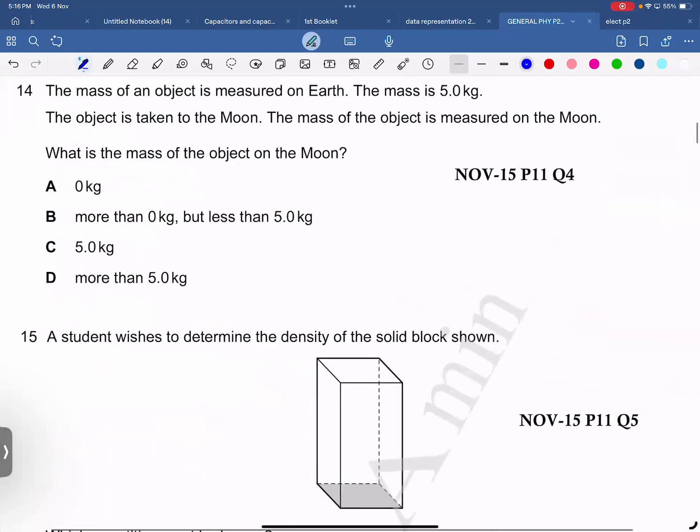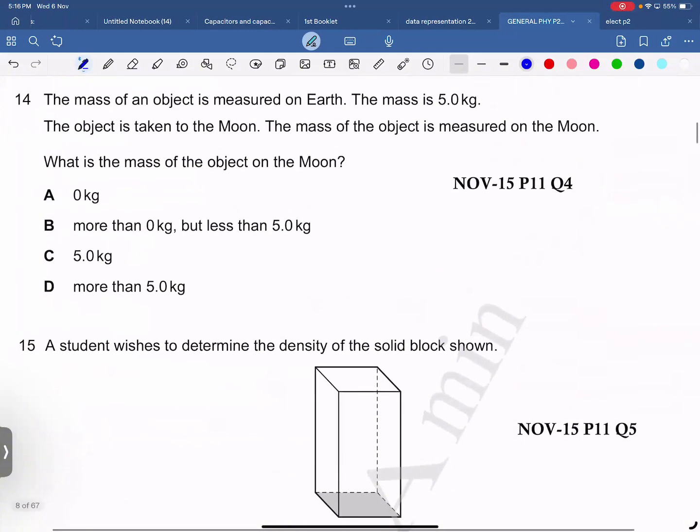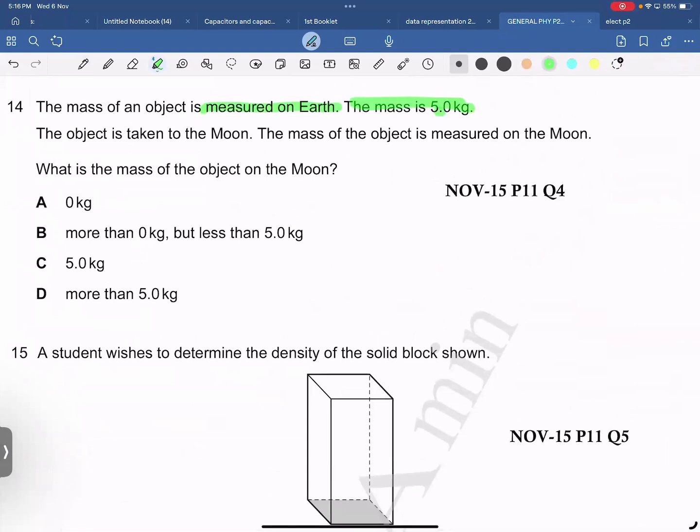Next, the mass of an object is measured on Earth. Mass on Earth or mass on any other planet, mass doesn't change. It has to remain the same. So what is the mass of the object on the Moon? Also the same. Mass is the amount of matter, which remains constant no matter what the position is.